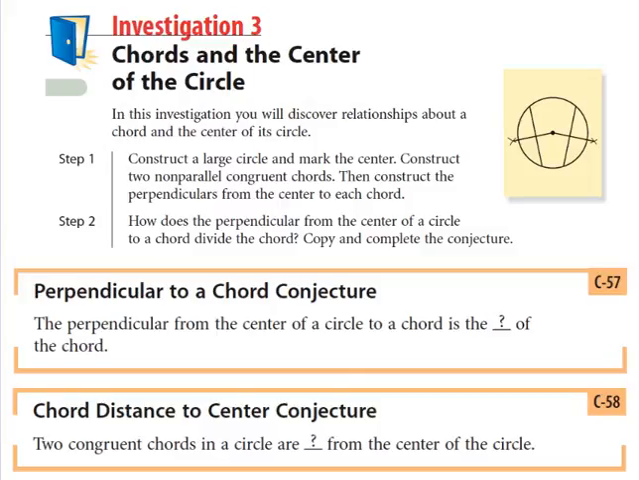So you've got another circle. I've already given you one. Mark the center. Construct two non-parallel congruent chords. So these are the ones, some of you already did that on your first one. You'll just have to duplicate it again on the second one. But make sure that they're not parallel, so somehow slant them a little bit. Okay? So construct two non-parallel congruent chords.